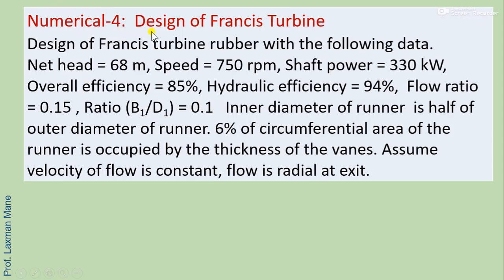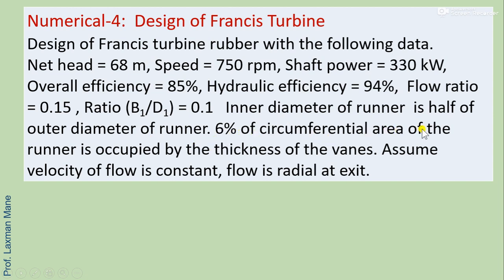Now the fourth numerical is on design of Francis turbine. Let us see what is given. So the following data we are given: head, speed, shaft power, overall efficiency, hydraulic efficiency, flow ratio is given, ratio of B1 to D1 is given, and it is said that the inner diameter of runner is half of the outer diameter of runner.